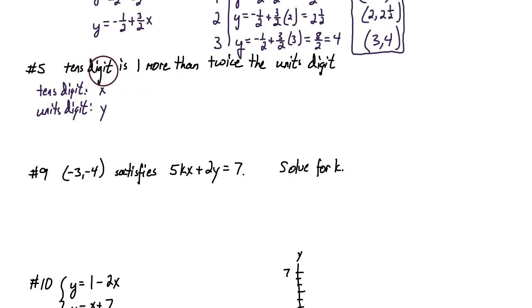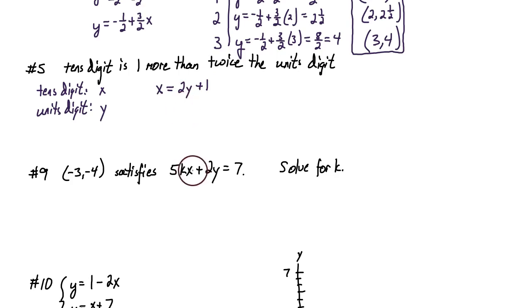We're told that the tens digit, x, equals 1 more than twice the unit digit. So that would be plus 1, and then we're adding that 1 to twice the units digit, 2y. There are no more clues, so we can't make any more equations. When you have only one equation but two variables, you will get multiple solutions.